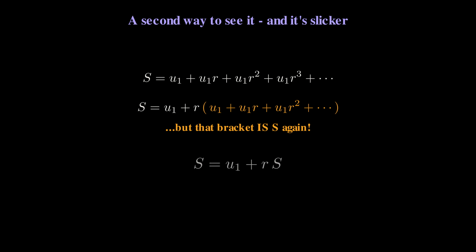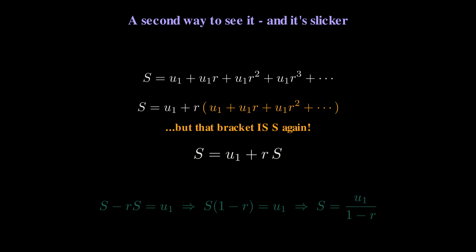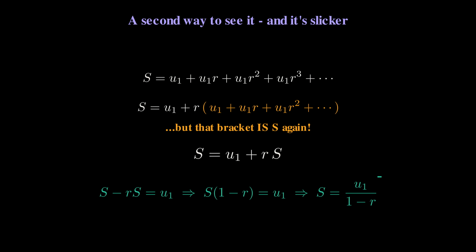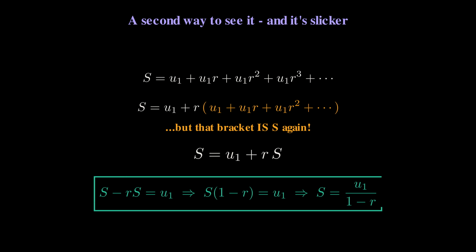Now it's just algebra. Bring the rS across, factor out S, and divide. S equals u1 over 1 minus r. The very same formula, with no limits at all. And notice, this self-similar trick only closes up if the tail is smaller than the whole, which is precisely why we need the size of r below 1.